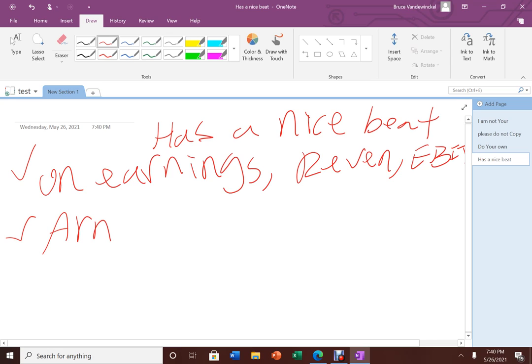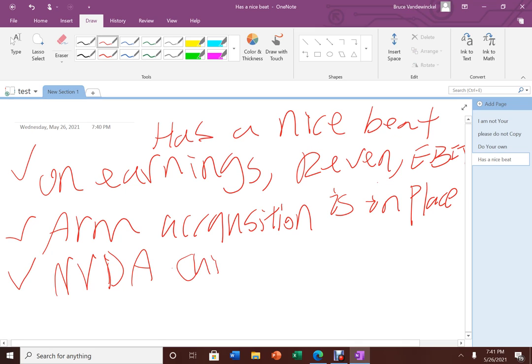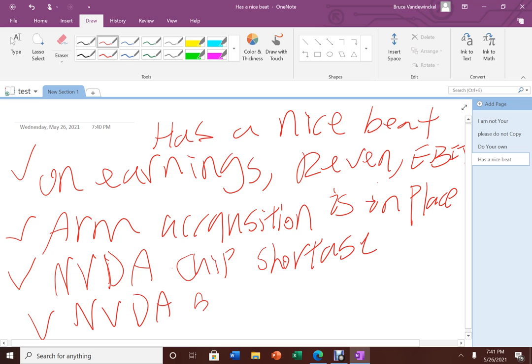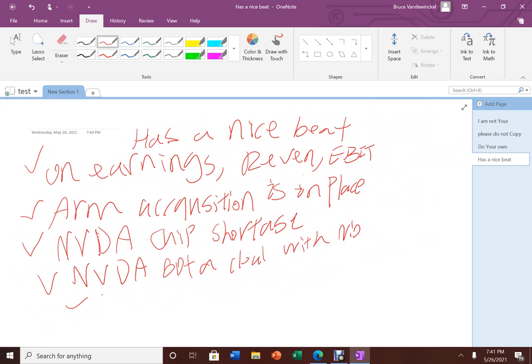We know their ARM acquisition is in place so far. We know that they're able to weather the storm of the chip shortage. The chip shortage doesn't really hurt them as much as some people think it does. NVIDIA got a deal with NIO, so NVIDIA is able to basically capture the EV growth.